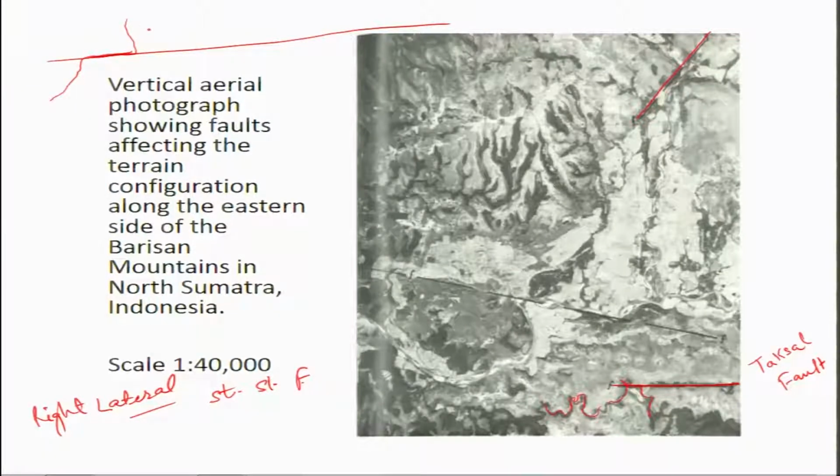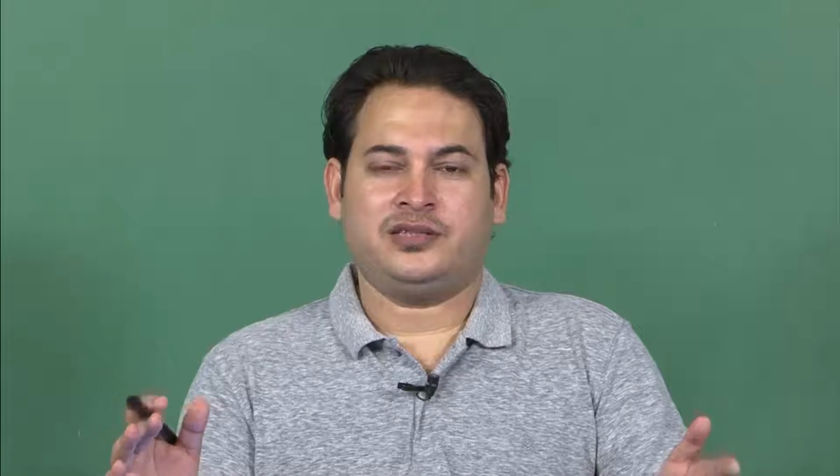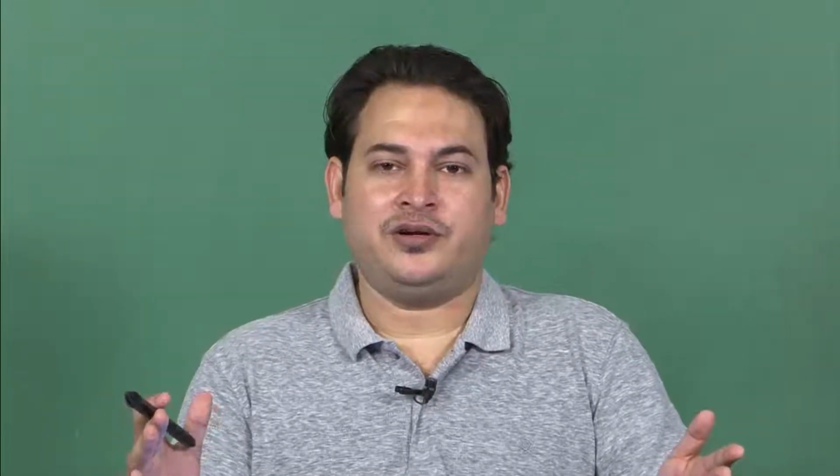Okay. So because the sense of motion on this fault is like this block is moving in this direction and this block in this direction. So this is very easy to identify a sense of motion on the strike slip fault.